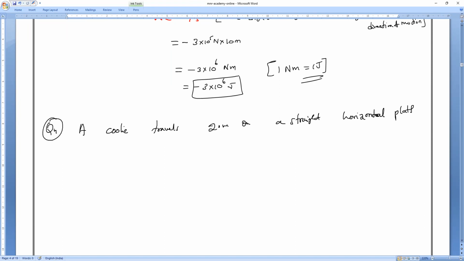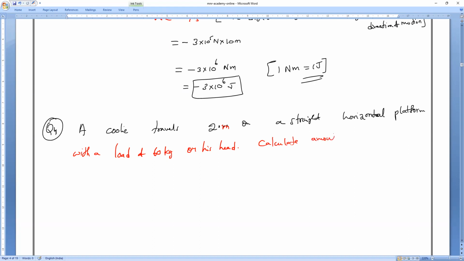Horizontal platform. What you people are learning, you have to carry that knowledge to the next. Today you are learning, tomorrow again an empty mind means no use of it. That's what I am saying. So a coolie travels 20 meters on a straight horizontal platform with a load of 60 kg on his head. Everybody solve, not simply sitting.